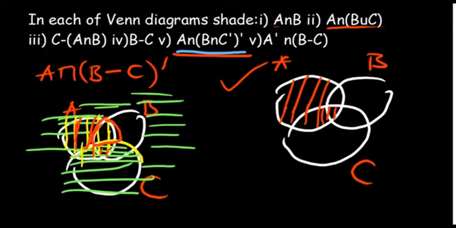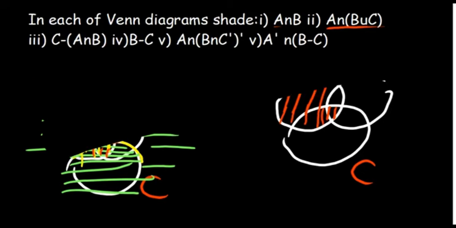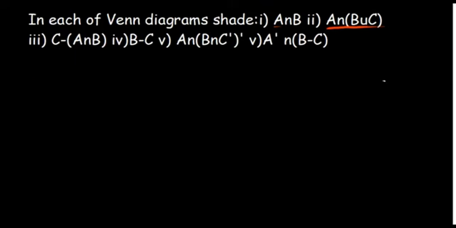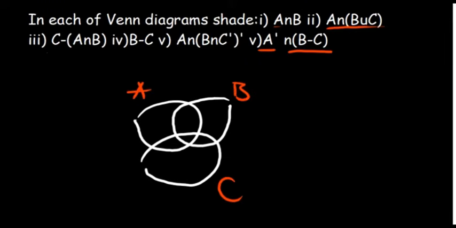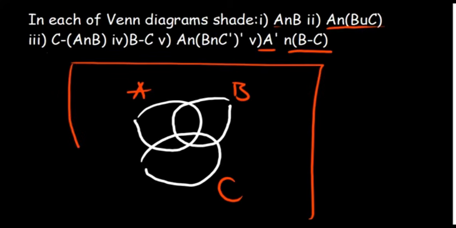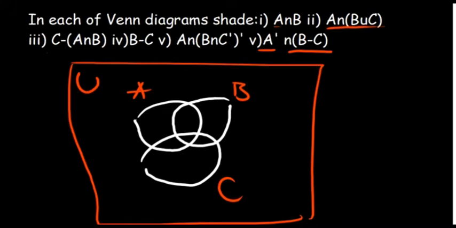Okay. Let's try to look at the final one. So for the final part of the question, what we have is A complement intersection B minus C. So this one is straightforward. We can just draw what we have. So we have A, we have our B, and we have our C there. So this is our A, that is our B, and that is our C. If you want, you can even draw. Okay. So this is our universal set. So we're trying to shade B minus C.